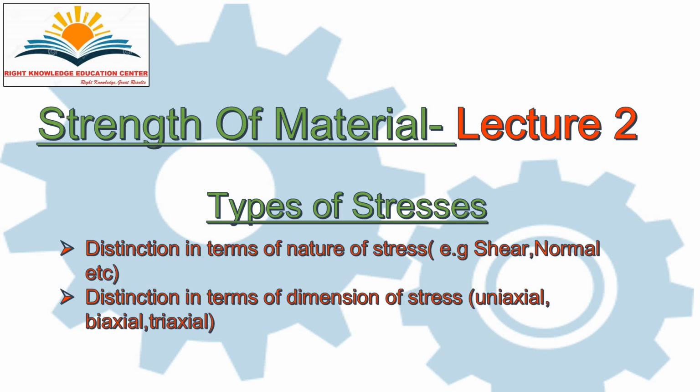So when we talk about the nature of stress, we mainly deal with the way the external force is acting on the body or the impacts that are created by the external force. And these are mainly shear, normal, which we will discuss in detail in our next part. And in terms of dimension of stress, this is mainly based on the dimension in which the stress is acting. For example, uniaxial, biaxial, triaxial.